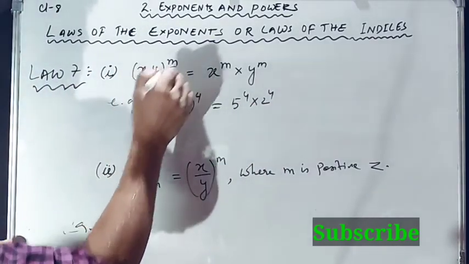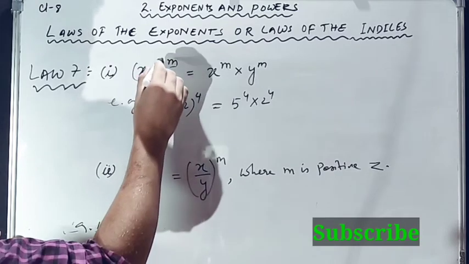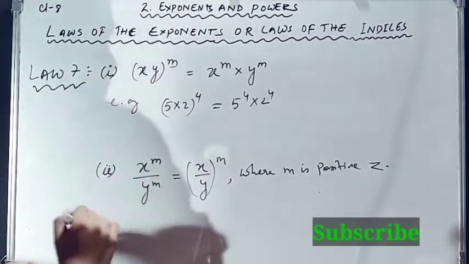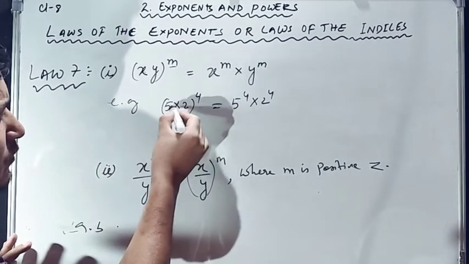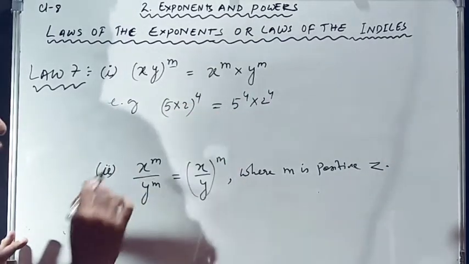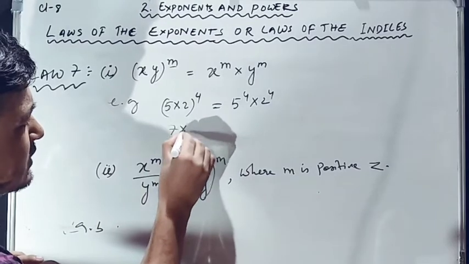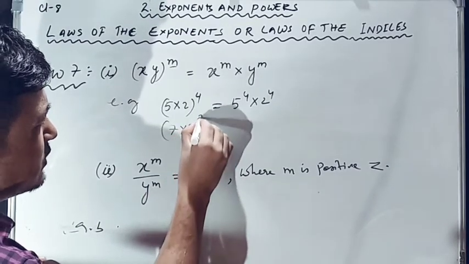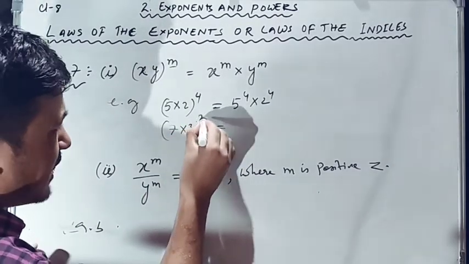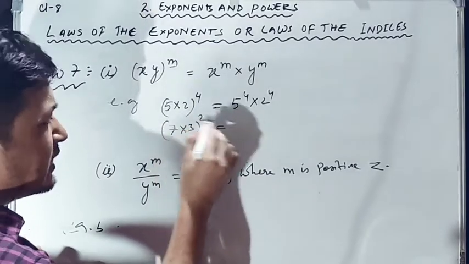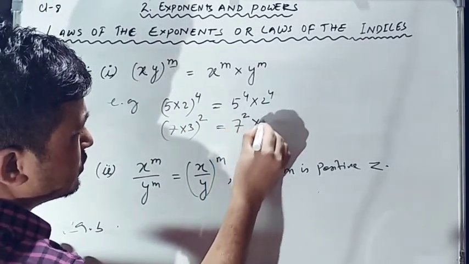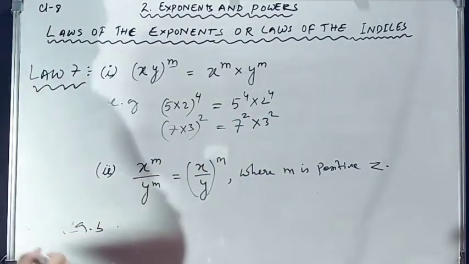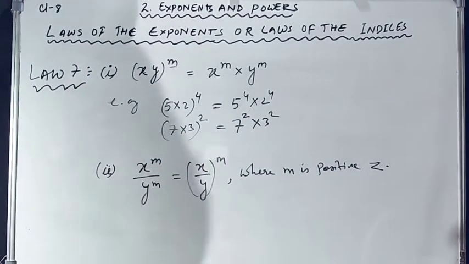Since it is given as a whole, right? xy whole raised to the power m. 5 into 2 whole raised to the power 4. So this 4 is for 5 also and for 2 also. One more example I will show you. Suppose I have here 7 into 3 whole raised to the power 2. It means this power 2 is for 7 also and 3 also. So we can write 7 raised to the power 2 into 3 raised to the power 2. I think it is clear now, right?